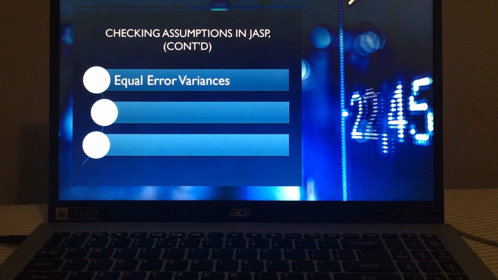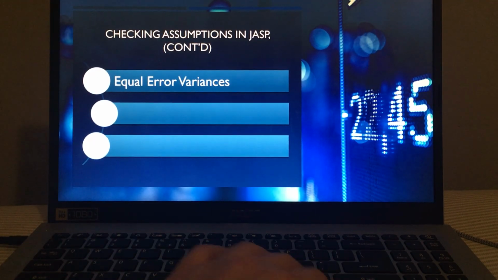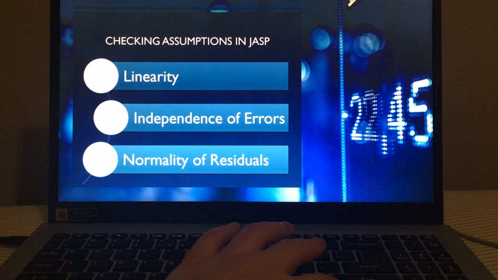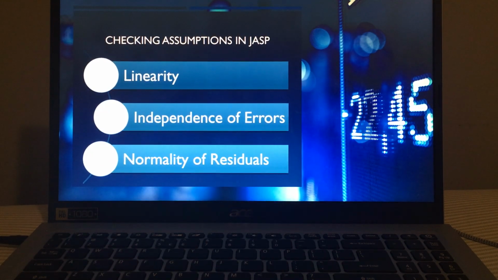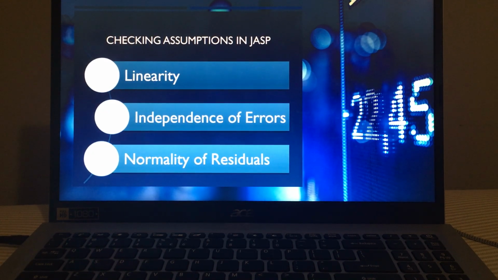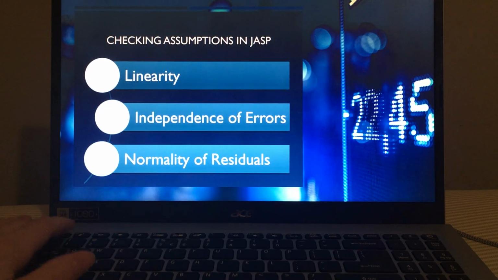All right, so we're moving into 11.4.1. We're going to go from the bottom of page 8 to page 9. We're going to be checking assumptions in JASP. We're going to go back to our parenthood data set to see how to create and interpret the plots that we need to check for the assumptions.